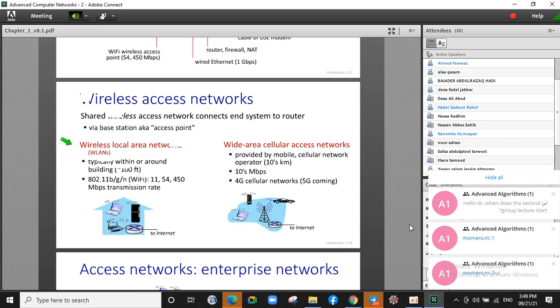Two common types of wireless network access are wireless LAN and cellular access network. Wireless LAN, WLAN, Wi-Fi, IEEE 802.11, wireless local area network, all of these names are the same. WLAN has a communication range of 100 feet, something near 30 meters, 30, 40 outdoors, maybe up to 100 meters.